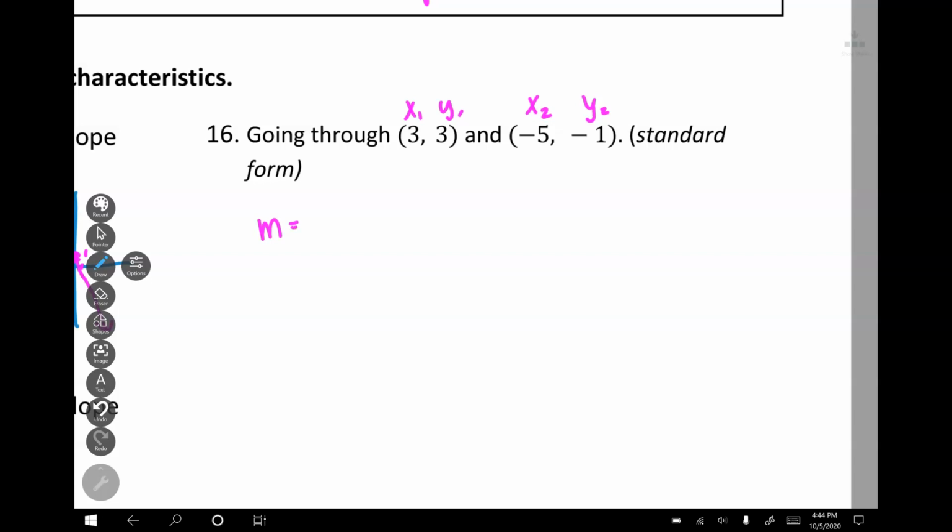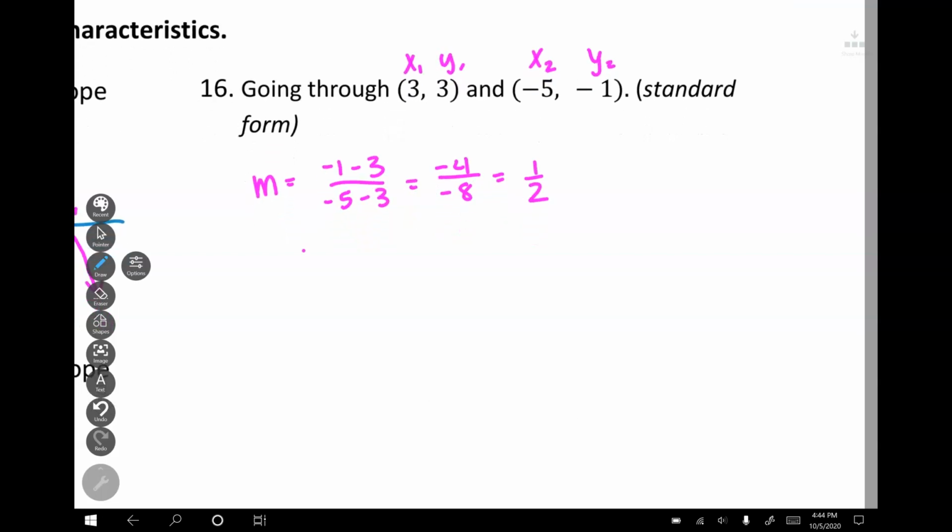So m equals, and we'll do y2 minus y1 over x2 minus x1. So negative 1 minus 3 over negative 5 minus 3. Okay, so negative 4 over negative 8, which is 1/2. So your slope here is 1/2. And now we're ready to plug it into point slope form. Y minus y1, you can choose either point. I'll choose this one. It does not matter. You'll get the same thing either way. So y minus 3 equals 1/2 times x minus 3.